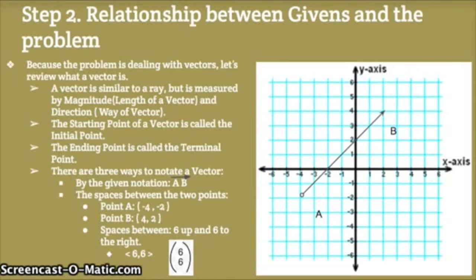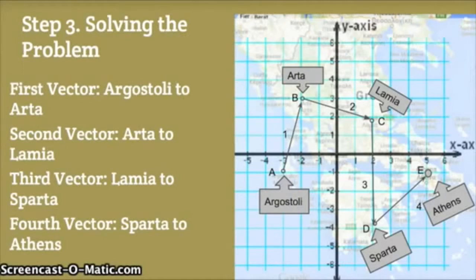There are 3 ways to notate a vector: by the given notation, which is vector AB, or by counting the spaces between the 2 points. For example, point A is -4, -2, and point B is 4 and 2. Spaces between them is 6 up and 6 to the right. To notate them, we would add chevrons 6, 6, or simply add parentheses and put both numbers on the top and on the bottom. Our third step is solving the problem.